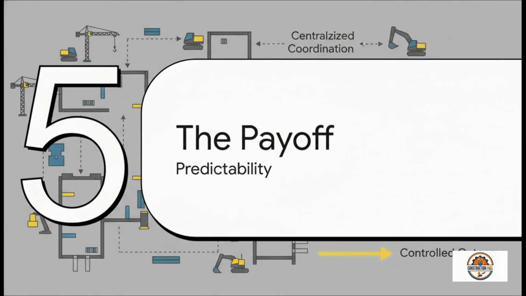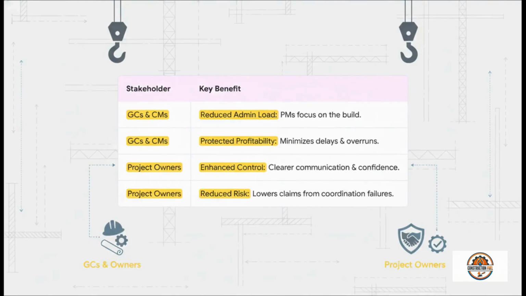So let's break down who really benefits and how. Okay, if you're a GC or a CM, the benefits hit you right away. Your project managers are no longer buried in admin work, which means they can focus on the important stuff. And your bottom line is protected from all those costly delays that come from bad coordination. Now, for project owners, you get more control, you get clearer communication, and a whole lot less risk of claims and disputes down the road. It really is a win-win for everyone involved.